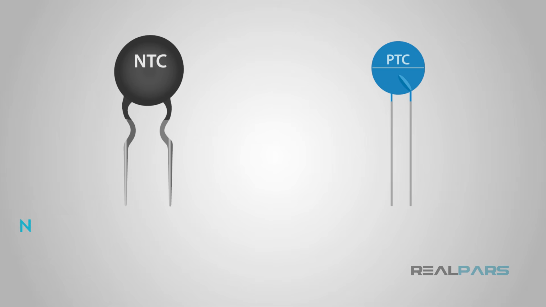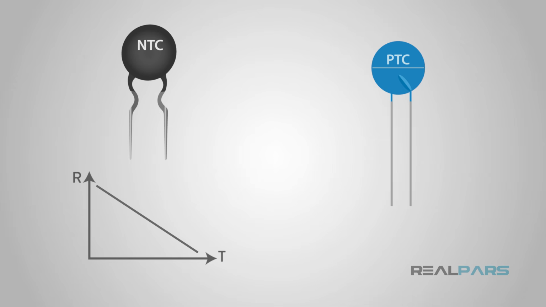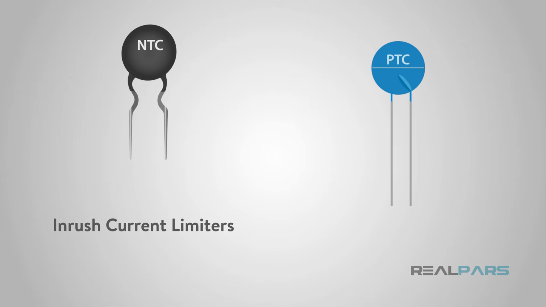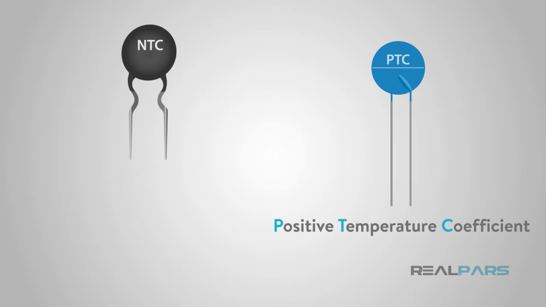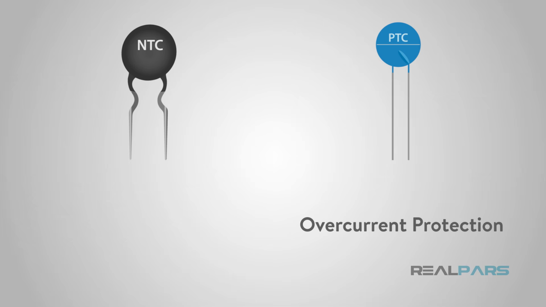In NTC, or negative temperature coefficient thermistors, resistance decreases as temperature rises. NTCs are commonly used as inrush current limiters. And with PTC, or positive temperature coefficient thermistors, resistance increases as temperature increases. PTC thermistors are commonly used as overcurrent protection and in resettable fuses.